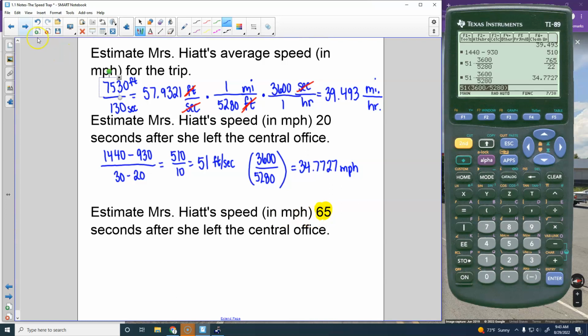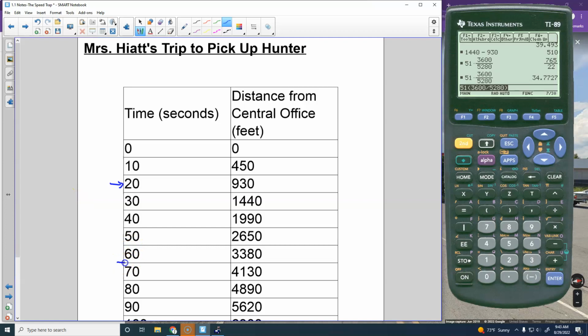Now, 65, it's pretty clear what we need to use because 65 would fall right here between 60 and 70. So we want to find the slope between 60 and 70. We do not want to do 4,130 divided by 70. That would give me 59, which if I multiply it by 3,600 divided by 5,280, would give me 40 miles per hour. I would have probably not been pulled over for 40 miles per hour.